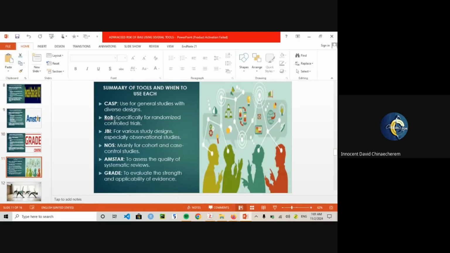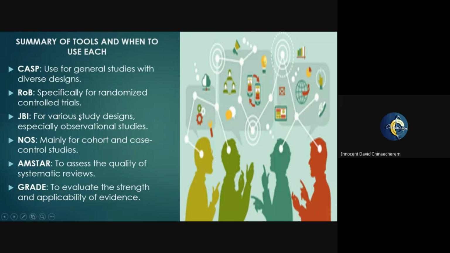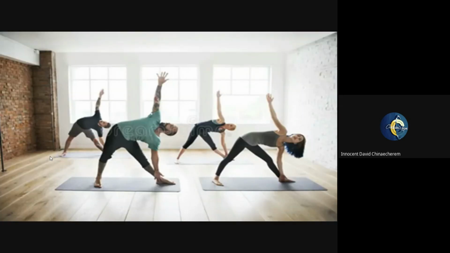The risk of bias tool by Cochrane is specifically for randomized controlled trials. Then the JBI checklist is for observational studies and others. NOS is mainly for cohort and case-control studies, while AMSTAR is for systematic reviews and GRADE is for systematic review evidence too. So we're going to have the hands-on practicals.